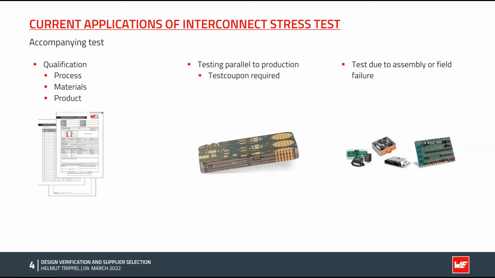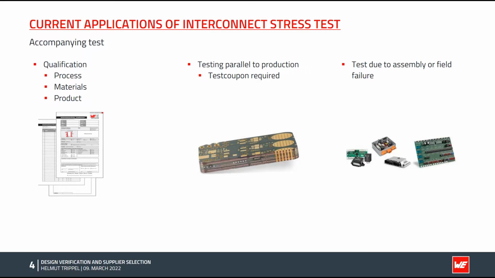Next we go to the current application of the Interconnect Stress Test and look into when it's going to be applied. What are the applications currently? We see applications in the qualification process, either qualification of a process, qualification of materials, or qualification of a product, at which point you would also need, of course, a test coupon which represents the product or the process or the critical components that you want to test the reliability of.